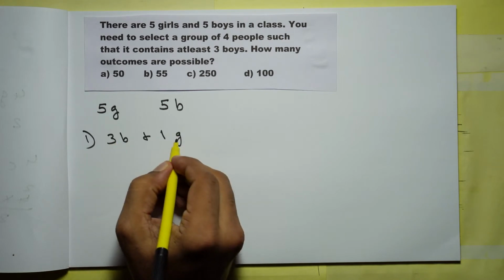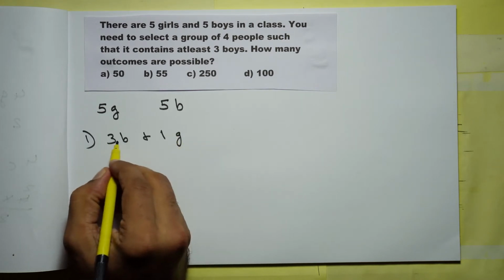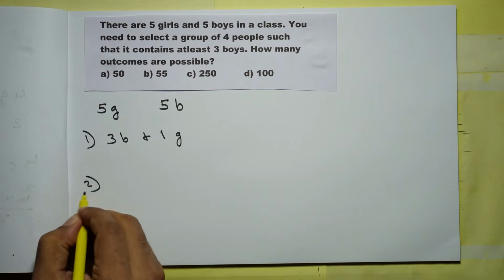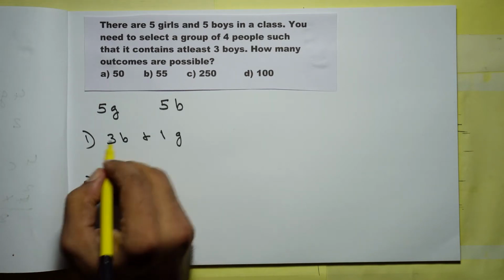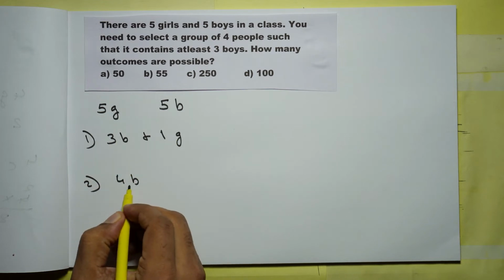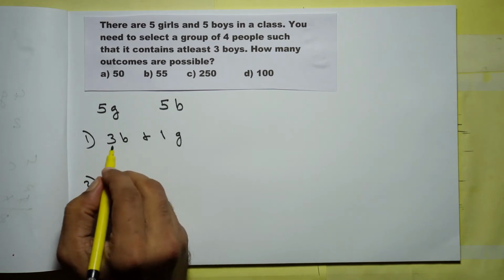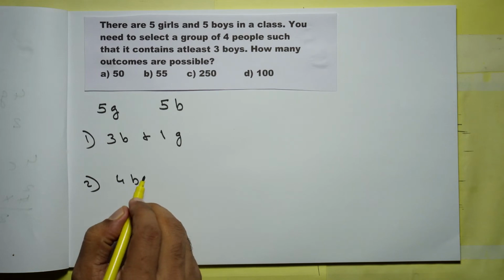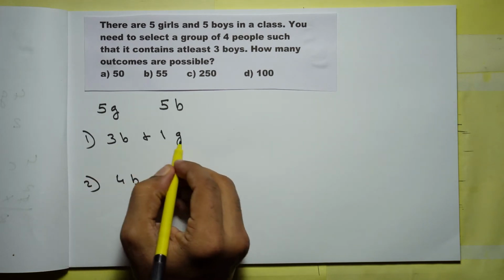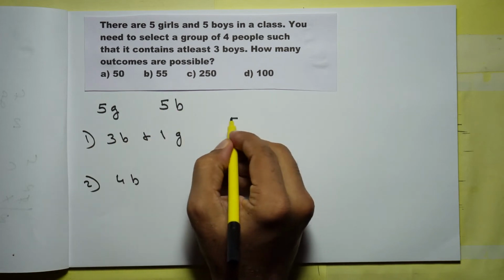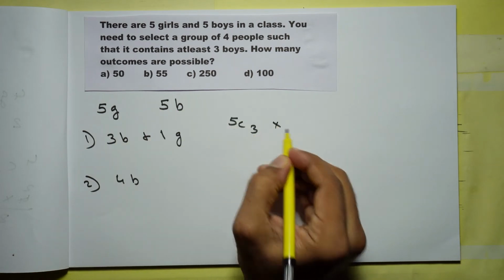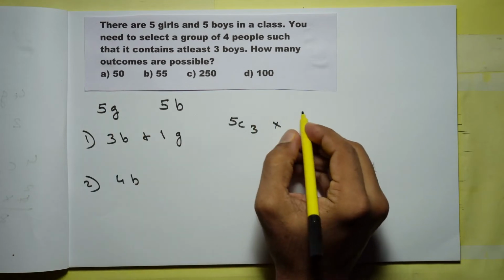So this is one possible outcome. So you have exactly 3 boys. Now the other outcome is you select all 4 as boys. So it can be like this or it can be like this. So find out the number of outcomes for this and add it up. So first we'll find out how many outcomes are there for this. You are selecting 3 boys from the 5 boys.